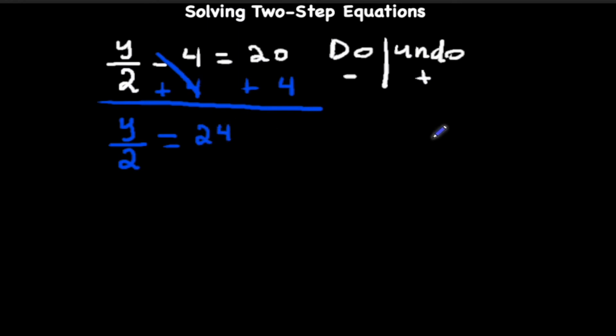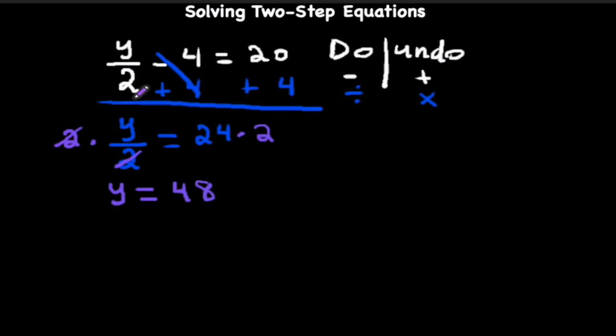Okay, so now we are currently dividing, and we need to multiply in order to get y alone. So let's go ahead and do that. Multiply by 2 on both sides. The 2's cancel. We're left with y equals 24 times 2, which is 48.